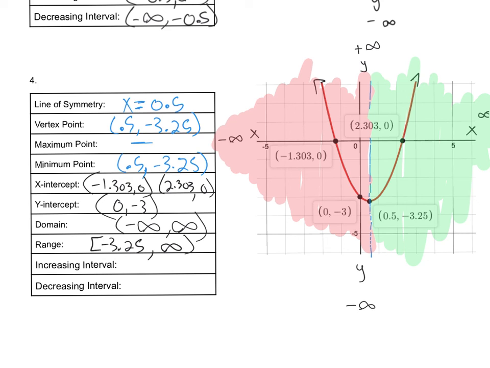The increasing interval in green there is going to be from the x value of 0.5 to positive infinity. The decreasing interval is going to start at the x value of negative infinity and go to the x value at your vertex, 0.5. So there's just a look at 4 different examples of graphs of quadratic functions, where we're taking a look at those different vocabulary words: the vertex, the maximum point, minimum point, x and y intercepts, domains and ranges, along with increasing and decreasing intervals.